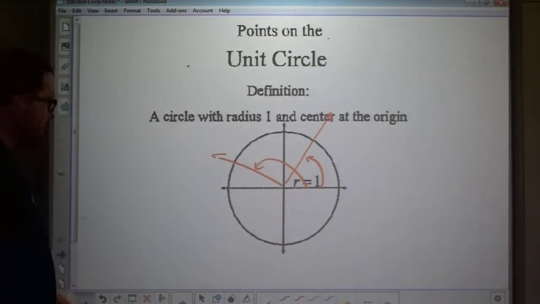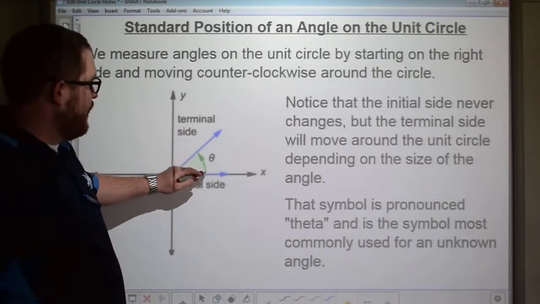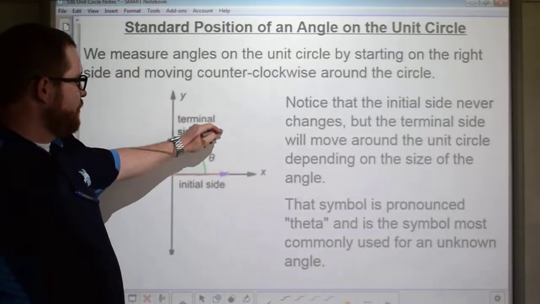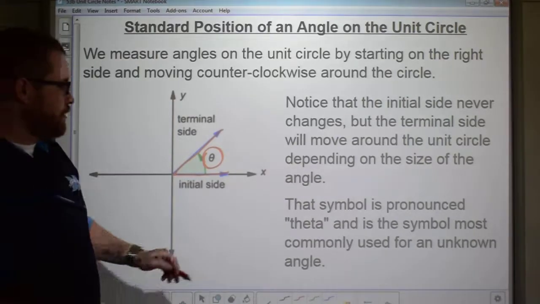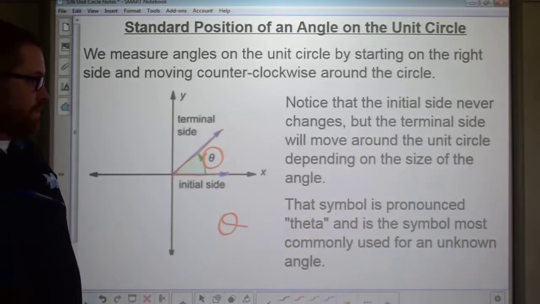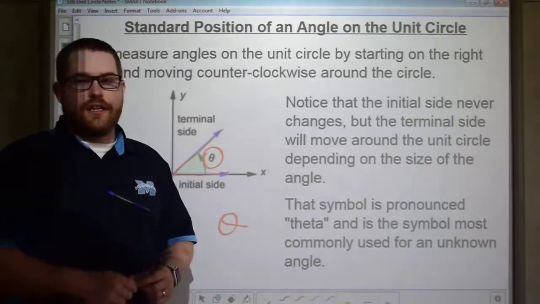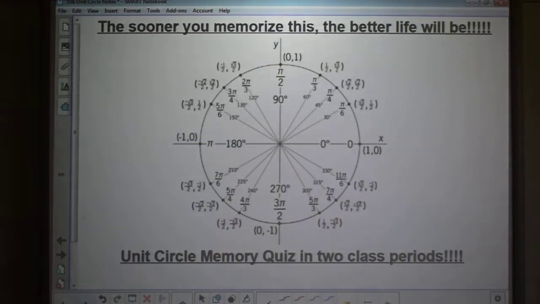The first thing we'll talk about is standard position. We measure angles on the unit circle by starting on the right side and moving counterclockwise. So this is the initial side, this is the terminal side, and this is the angle inside. The symbol we use looks like this, and we say it's pronounced theta. And since there's no symbol like this on the keyboard, I usually just write the word theta if I need to.